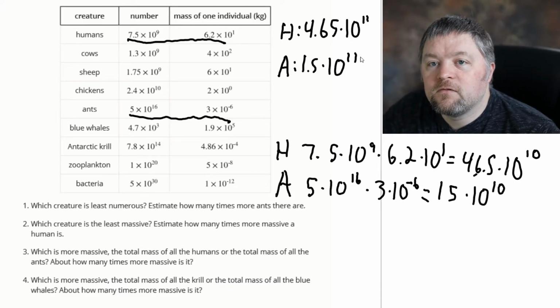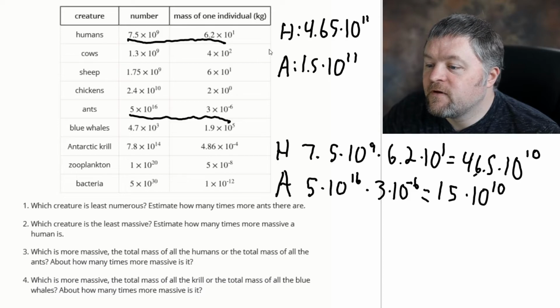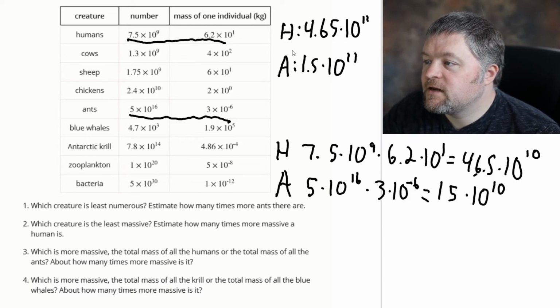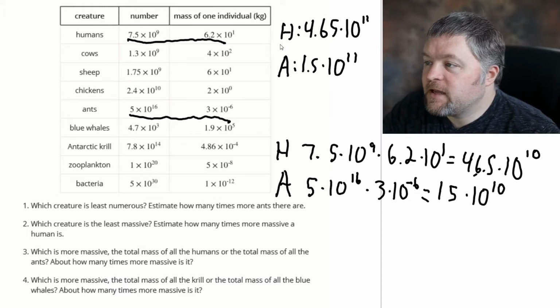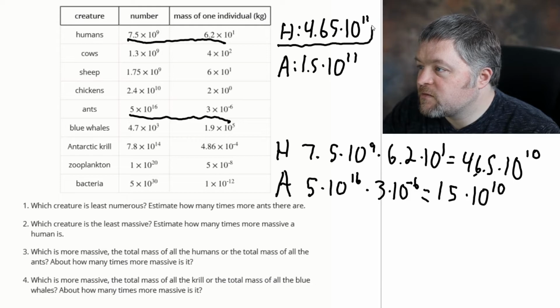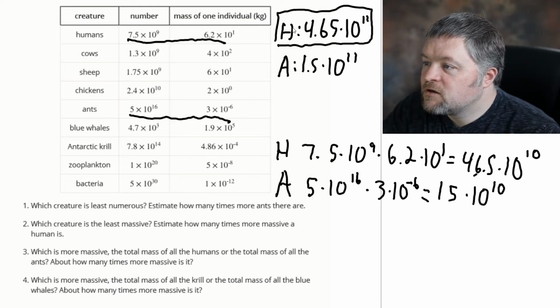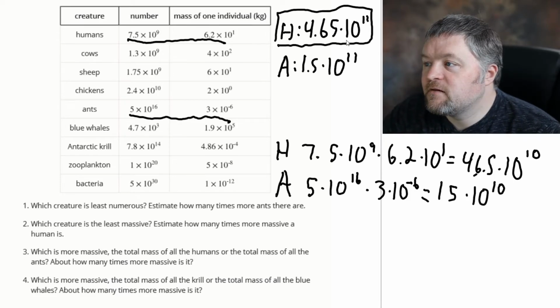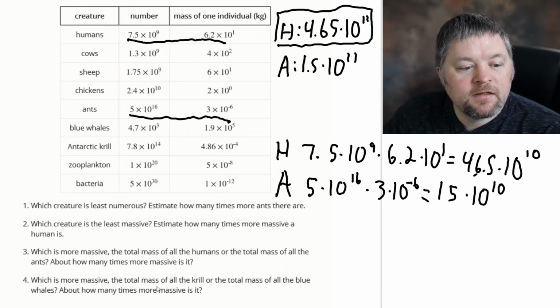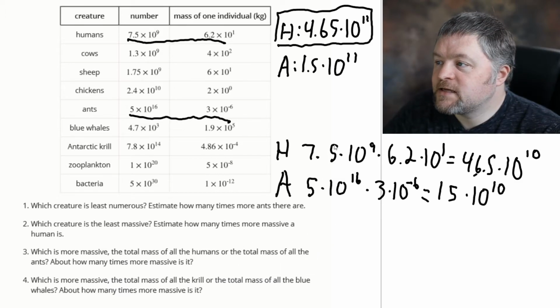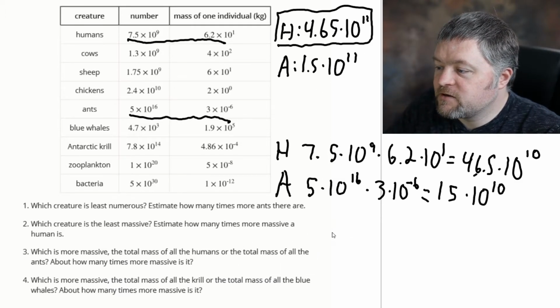So, which is more massive? All the humans on the planet or all of the ants on the planet? Well, it looks to me like humans are more. So all the humans on the planet weigh more than all of the ants on the planet. How many times more massive is it? Oh, we're back to a division problem.